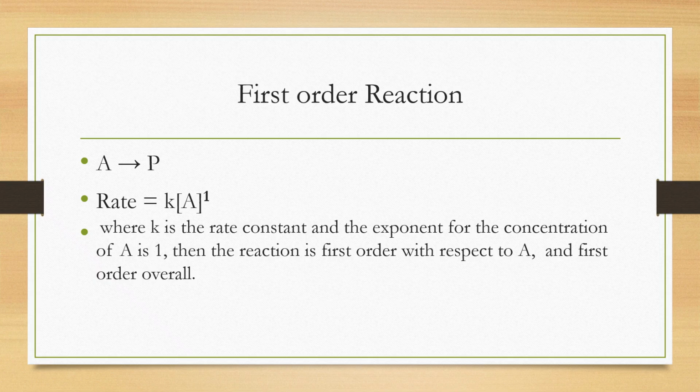Now let's understand a first order reaction. Let's consider a very simple reaction where A is a reactant which is being converted to product. The rate equation will be rate equals k times concentration of A raised to 1. Here k is your rate constant, and the exponent is 1. So you can say that the reaction is first order with respect to A, and only one exponent is present. You can also say that the overall order of this reaction is first.